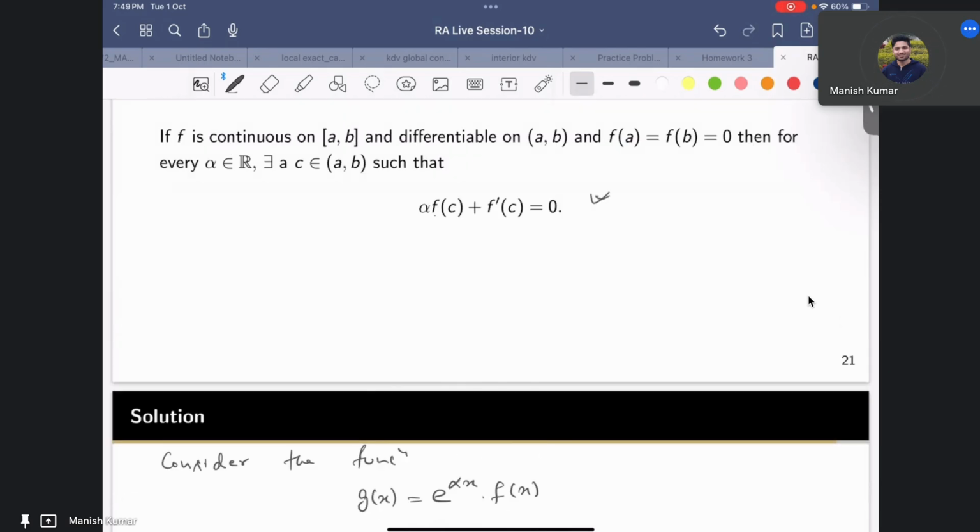Whenever you see problems of this sort, where you have been given continuous on a closed interval and differentiable on an open interval, in such problems try to go with some mean value theorem.